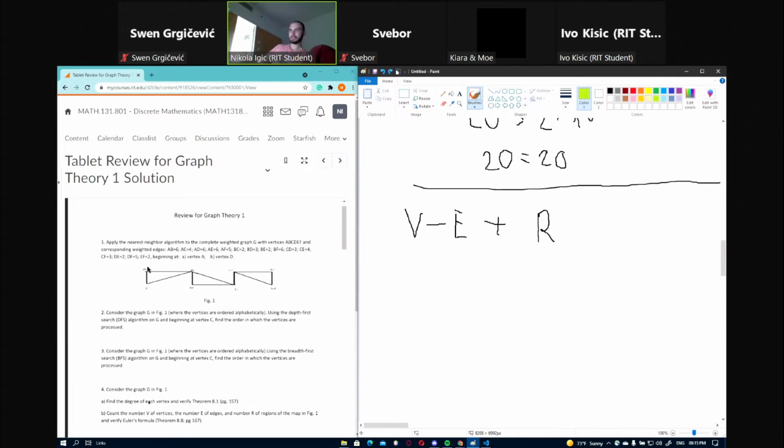The number of dots, like A, B, C, D, M, T, A, K, L, M. So it's 8. Number of vertices, I don't know how we would call dots, points. E is the number of edges, so the number of relationships: AJ is 1, AB 2, JB 3, 4, 5, 6, 7, 8, 9, 10. And R is the most confusing one, the number of regions.